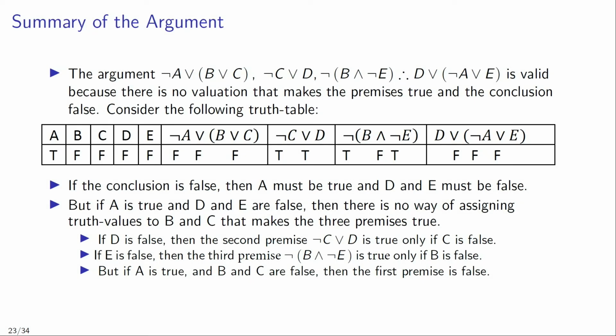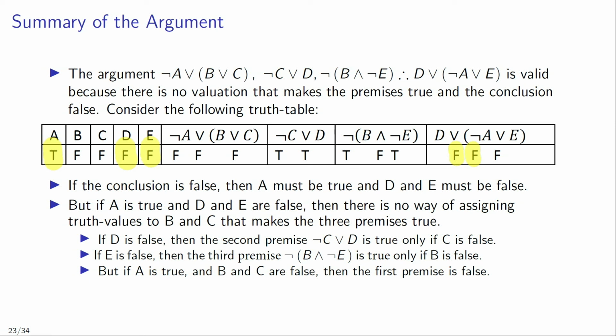Let's sum up the argument. We saw that the argument from our 3 premises to the conclusion that D or not A or E is valid because there's no valuation that makes the premises true and the conclusion false. To establish why that is, consider the following partial truth table. If the conclusion is false, then not A must be false, which means that A must be true, and D must be false, and E must be false.